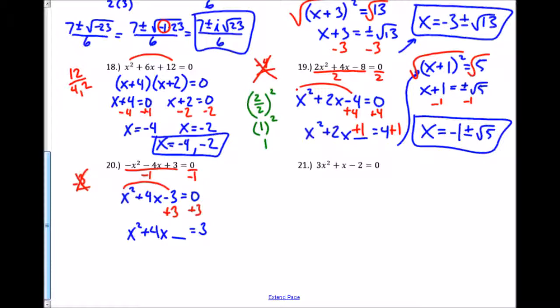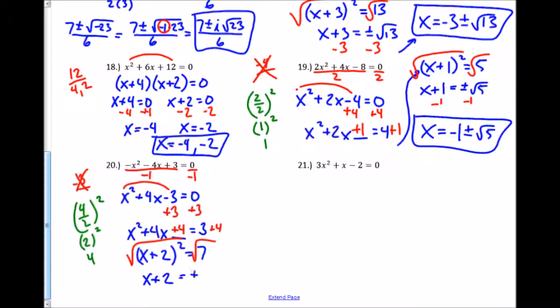I do b divided by 2 and square it. So 4 divided by 2 and square it. That's 2 squared, which is 4. So I add 4 to each side. So I find out that x plus 2 squared equals 7. I take the square root of each side. So I find out that x plus 2 equals plus or minus the square root of 7. And then I subtract the 2. And when I do that, I come up with this answer, x equals negative 2 plus or minus the square root of 7. And that's it.